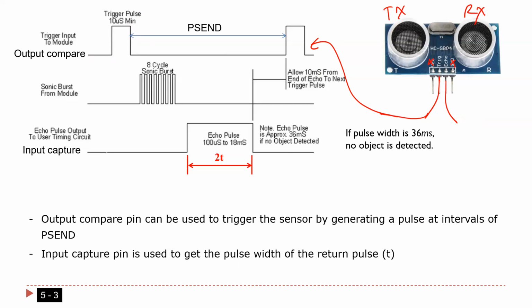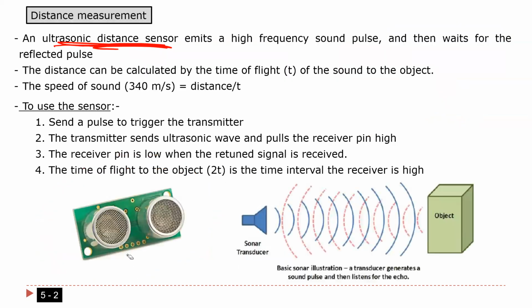So it's a sound. The main idea, before I give you more details, is that, as you see here in this picture, this is the sensor. So the sensor is going to send a sound. The sound is going to hit an object and then come back to you. Is that okay? Send a sound, hit an object, and come back to you.